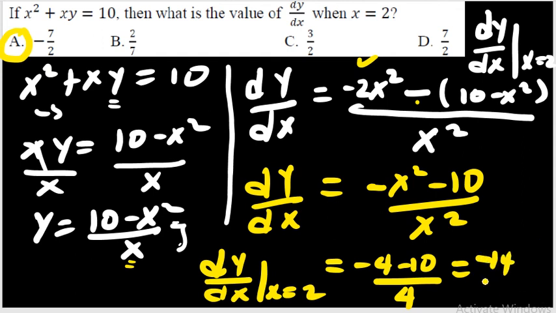This is negative 14 over 2, the same as negative 7 over 2. I mean 4. This is over 4. Yeah, this is it. Let's go to the next question.